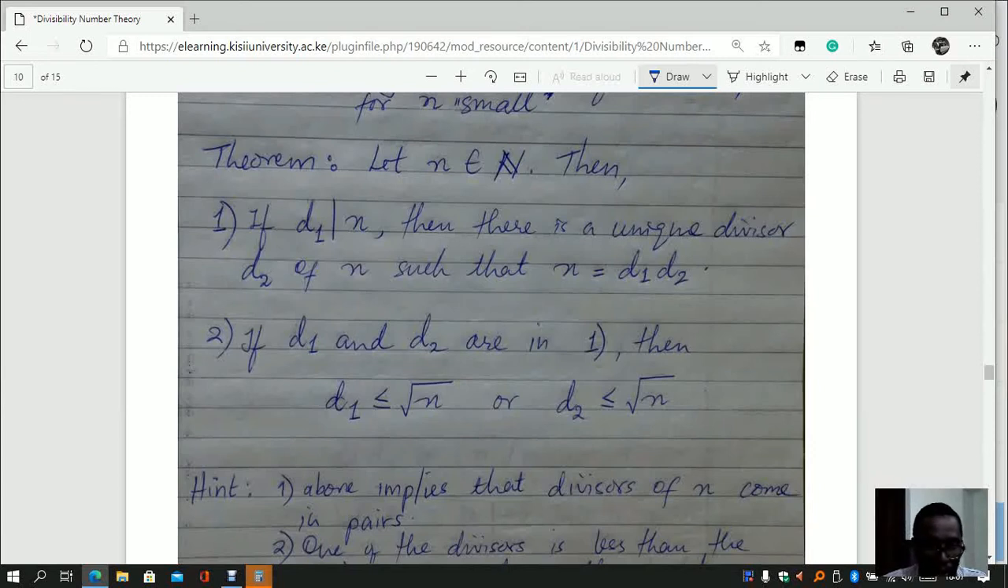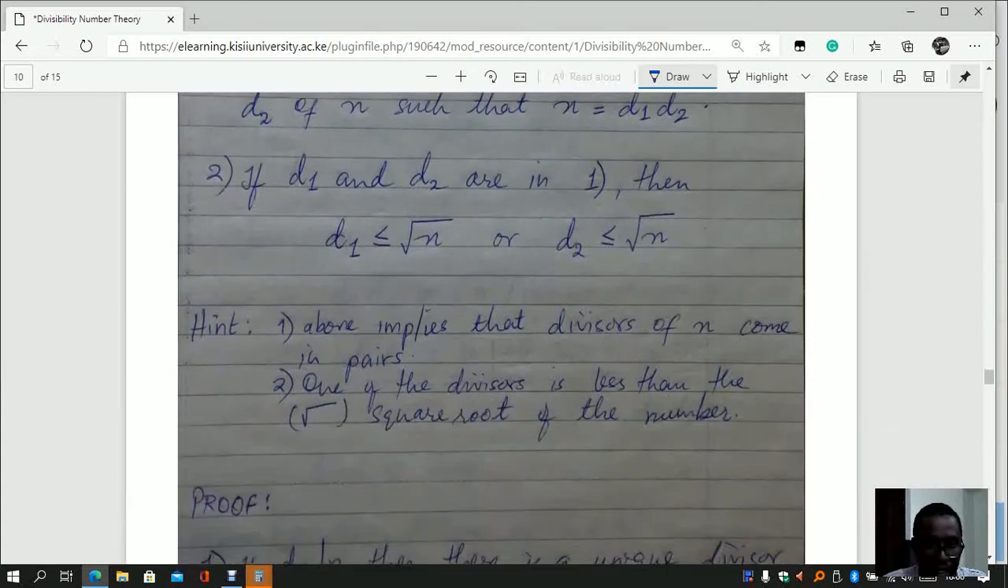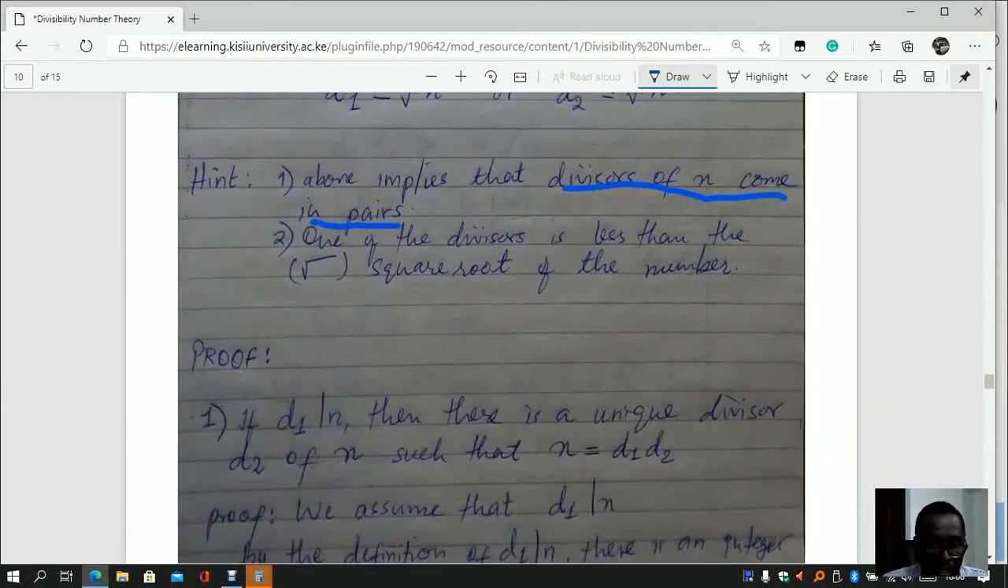So what we're implying here is that divisors of n come in pairs. So in a number that is going to be divided, if it's got divisors, then they come in pairs. So that is what happens. And one of the divisors is less than the square root of the number. Yeah, the square root of the number.